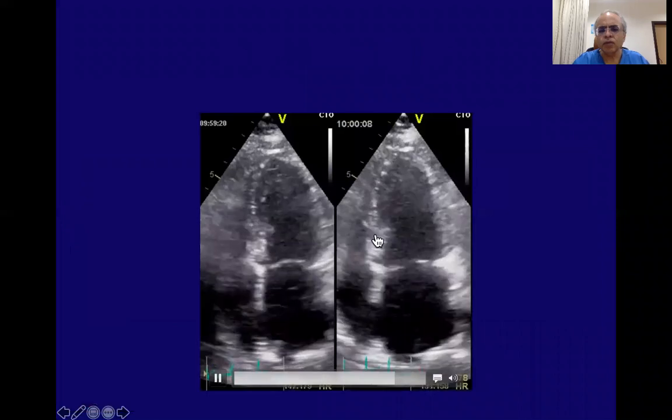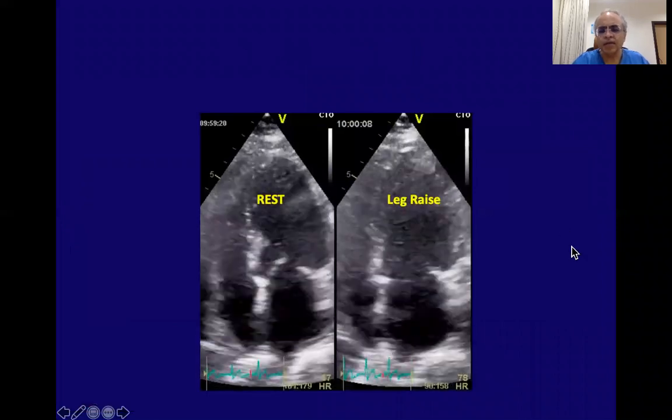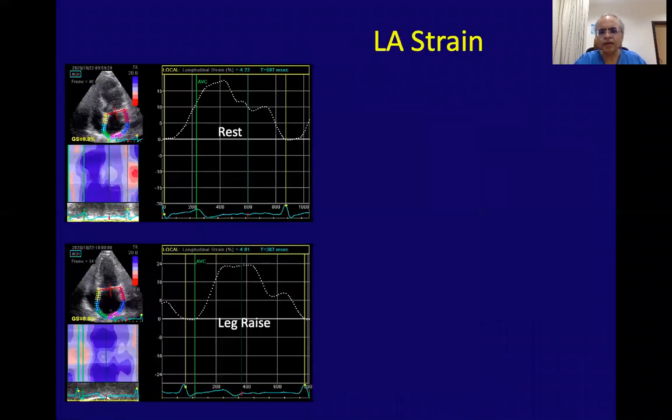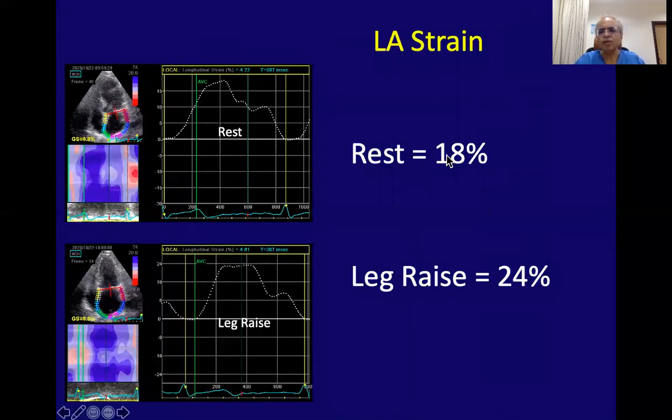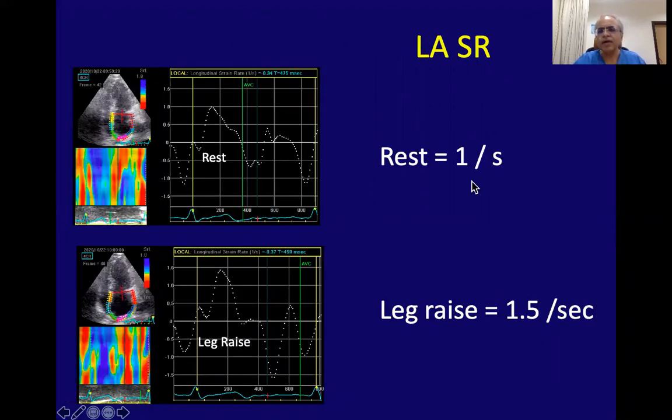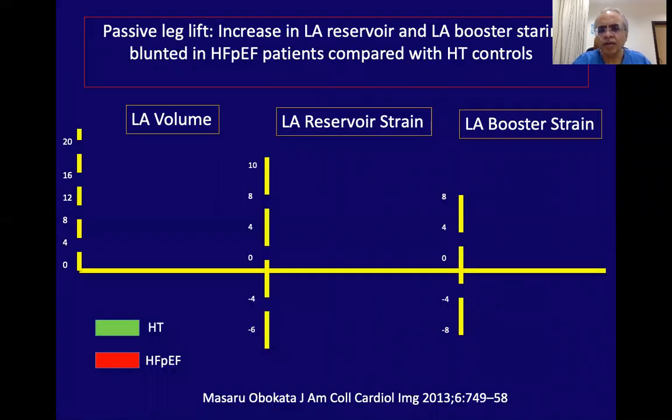Let us look at these two images. One is at rest and another is with a leg raise, passive leg raise. And let us look at her LS strain. Her LS strain increases from rest 18% to leg raise of 24%. Also her strain rate increases, which was 1 at rest, with leg raise it goes to 1.5, suggesting that the LA is compliant and it is responding to the increase in the venous return. So this lady may not have HFpEF.